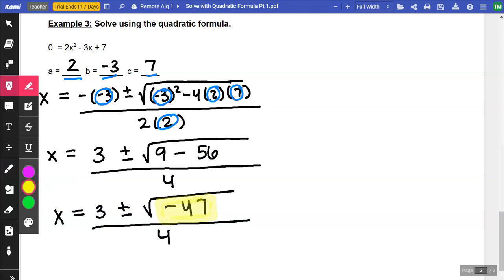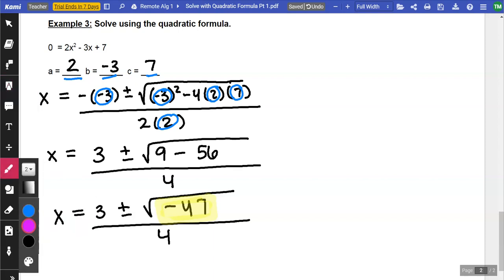Do we know how to deal with negatives under radicals? So far, what we've learned is that when you square root a negative, you get no solution. It's impossible to square root a negative. Well, later on in this unit, we're going to learn how to deal with negatives under radicals. And what you will find out is that whenever you have a negative under a square root, you get an imaginary answer. So this is going to give us what we call an imaginary zero. And you haven't learned about that yet.